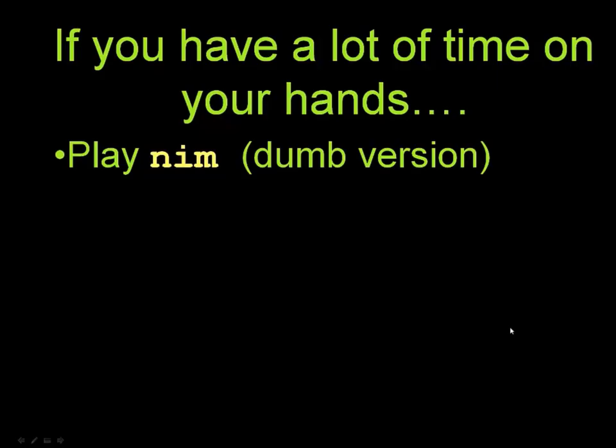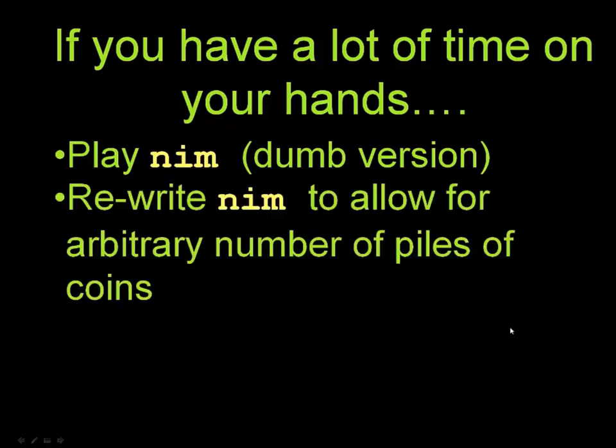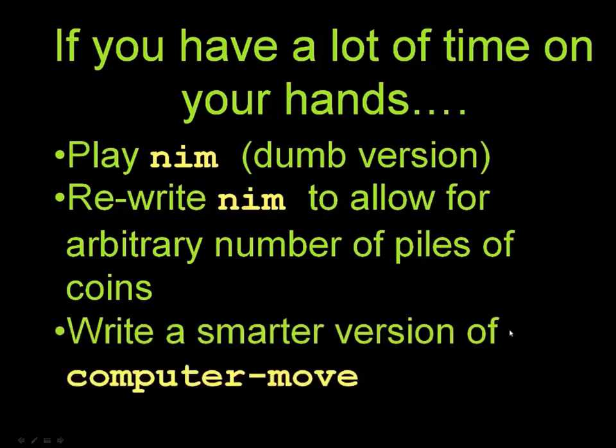It's a long lecture, and if you're very bored, you can play Nim, the dumb version. Then you can rewrite Nim to allow an arbitrary number of piles of coins. Right now you have 2 piles; you can play with 5 piles, 25 piles. And if you think it's too stupid, you can try to write a better version of computer move that will do the right thing. That's it for the week.